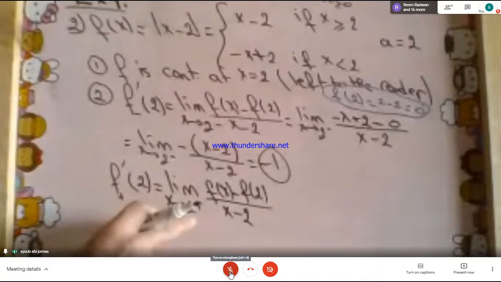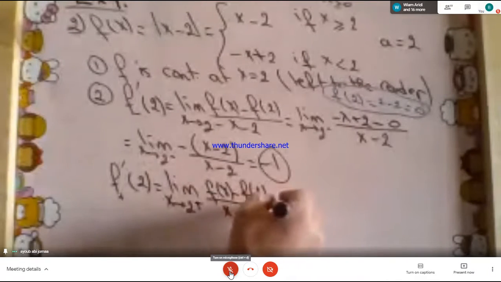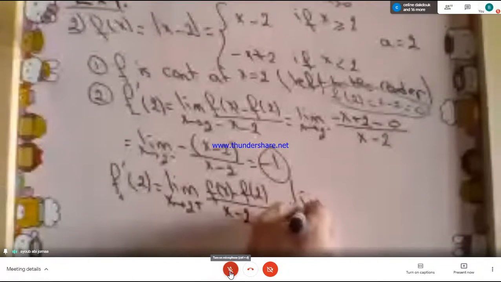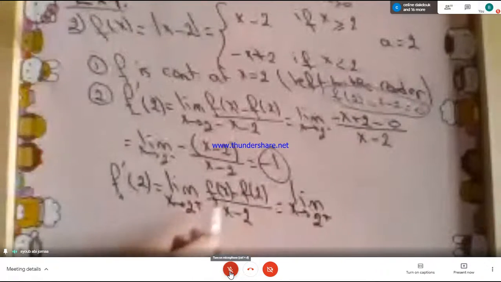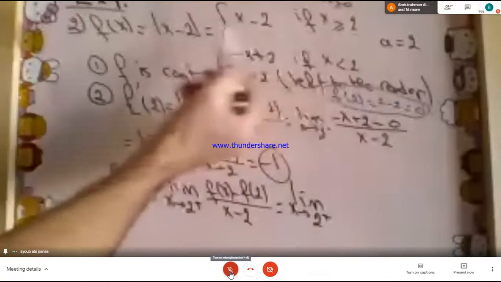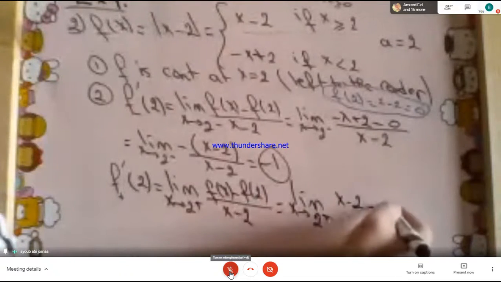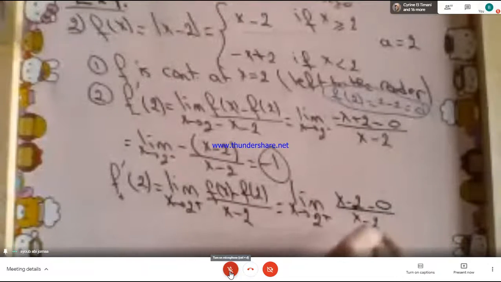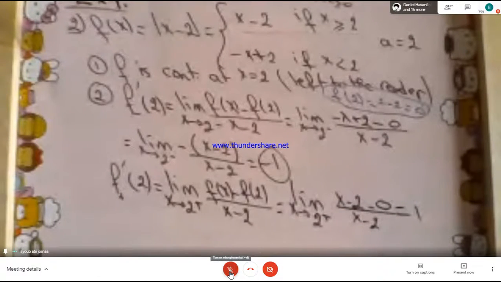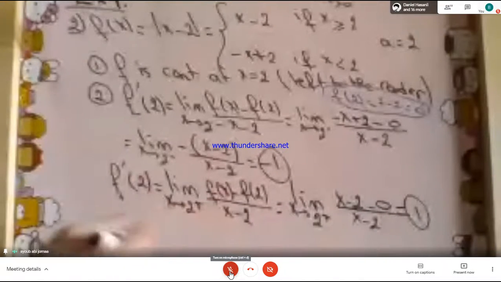Limit as x approaches 2 plus of f of x minus f of 2. It turns out it is not differentiable. That is the limit as x approaches 2 plus, with x greater than 2. So x minus 2 minus f of 2, which is 0, over x minus 2. And then the answer is 1. X minus 2 over x minus 2. So the left side is negative 1. The right side is positive 1. So the function is not differentiable.